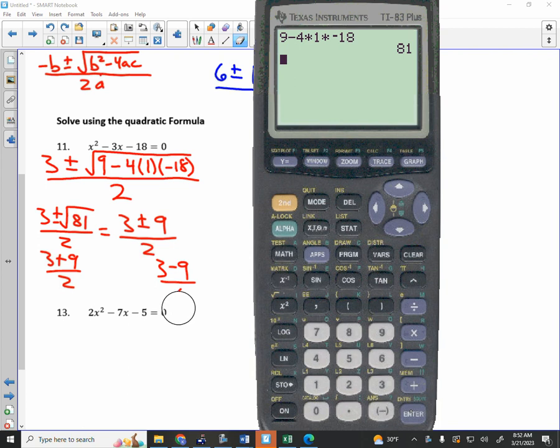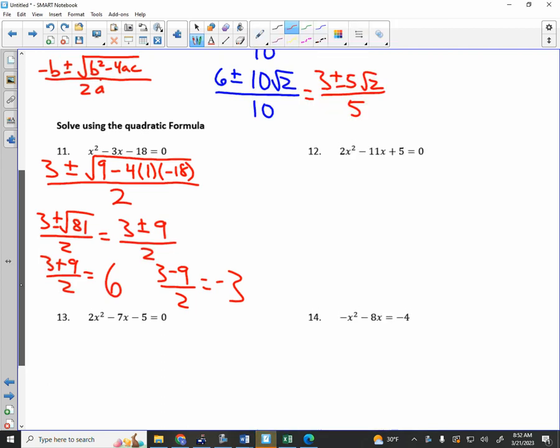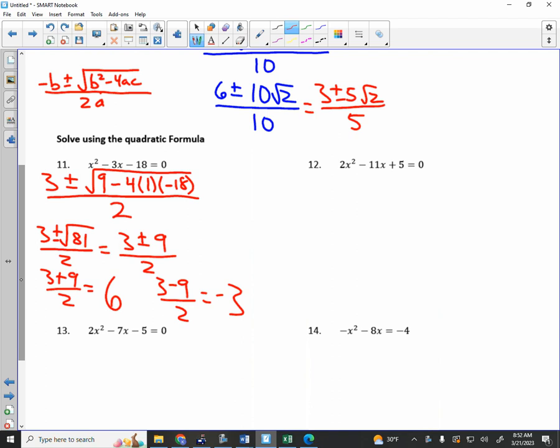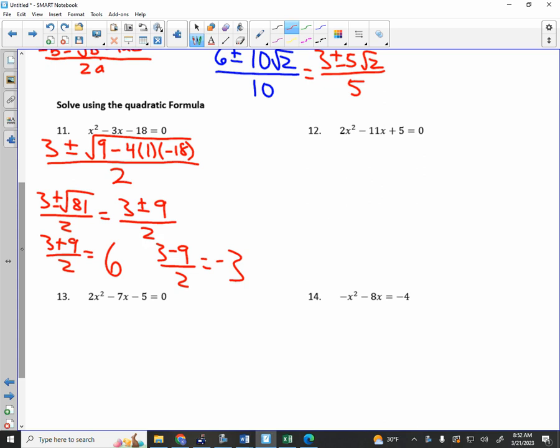Sorry. What's 3 plus 9 divided by 2? So 6 is one of the solutions. 3 minus 9 is negative 6 divided by 2 is negative 3. My two solutions are 6 and negative 3. Not too bad? Remember the first time you saw the quadratic formula, you're like, oh my gosh, nobody can do that. It's impossible. Now it's like no big deal because you're super smart, right?